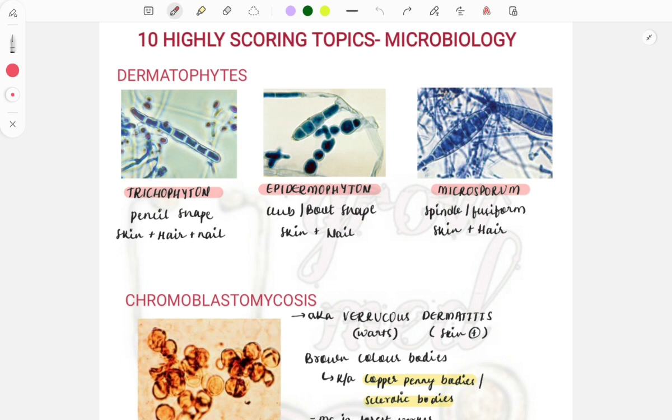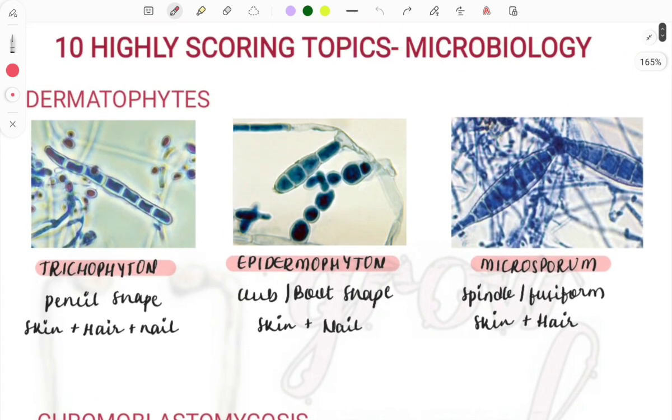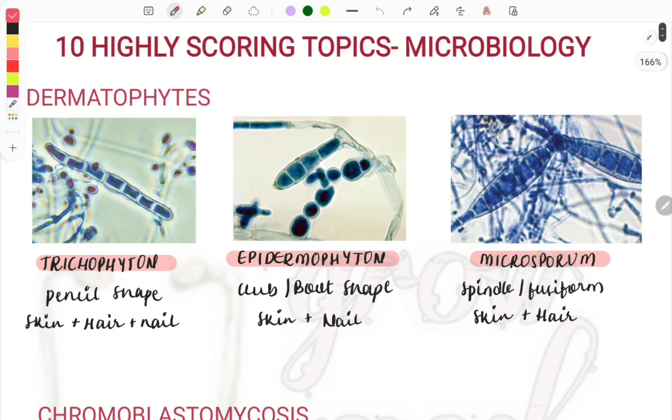The most important topic from microbiology is the dermatophytes, and this is asked in integration with dermatology also, because these cause skin manifestations, right? So it is used in integration with dermatology. It is classified into three types. The first one, the trichophyton, then epidermophyton, and the microsporum. So you need to imprint these images in your brain, because image based questions can be asked on it.